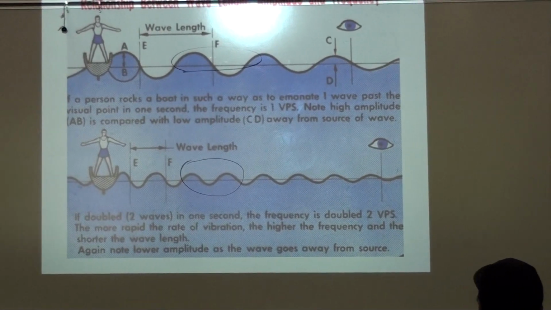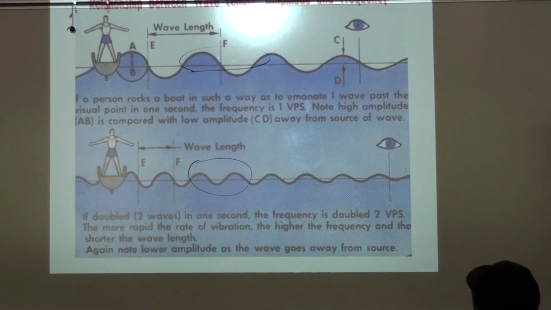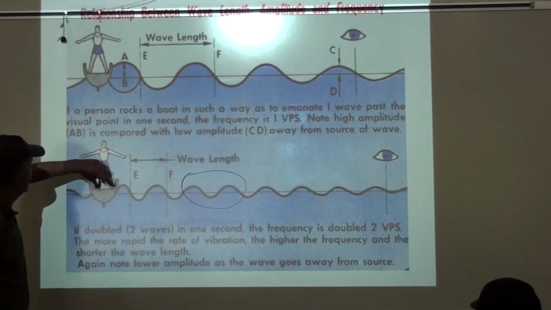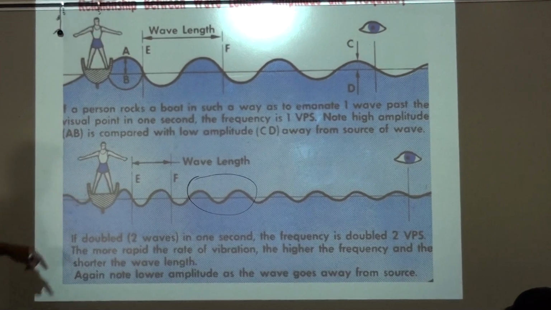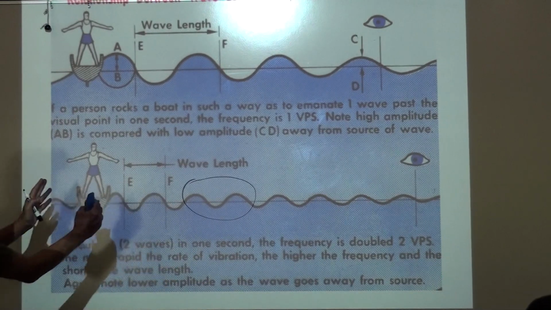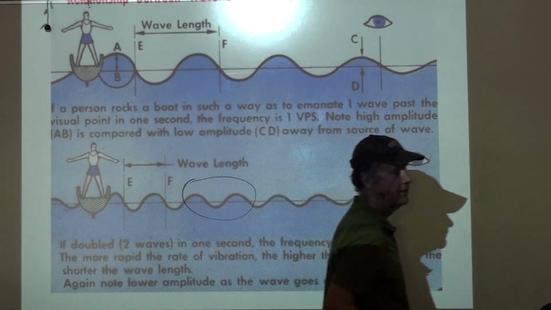And here, this is another picture of that thing I showed you before, where if the frequency goes up, the wavelength goes down. That's all this is meant to show here. And so that means you're bobbing up and down more times per second, but you're squeezing more energy into the same length of the medium.